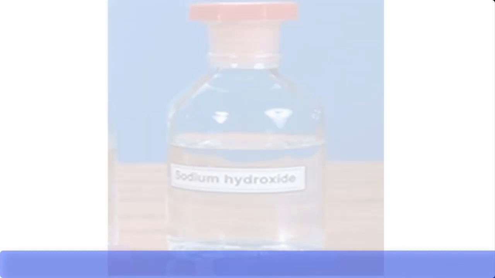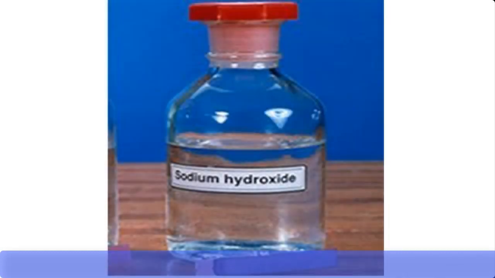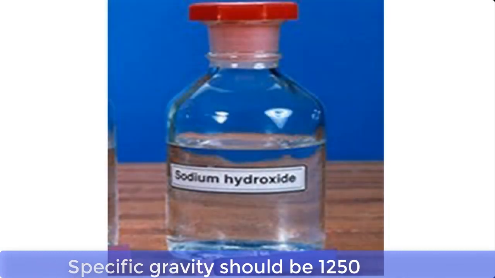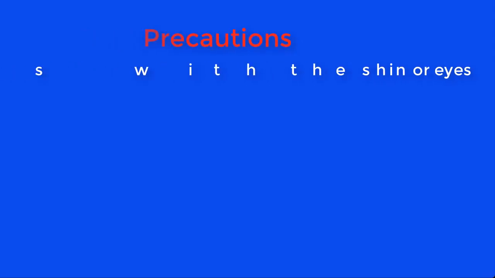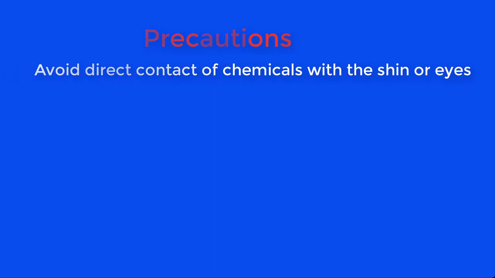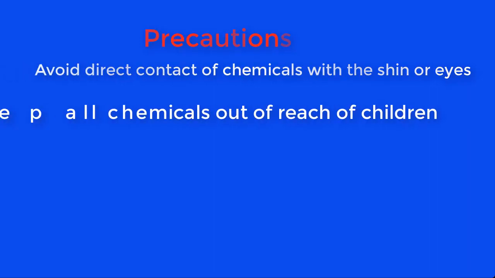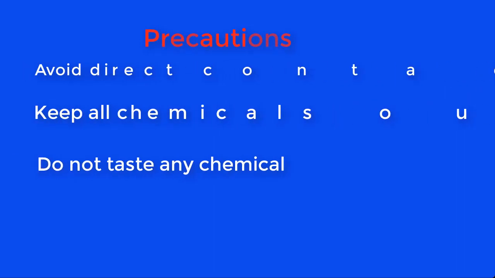Now, when preparing lye solution for making toilet soap, the specific gravity of the lye solution should be adjusted to 1250. But before we go into the production proper, let's go through the safety precautions you will take as you do this production. Avoid direct contact of chemicals with the skin or eyes. Keep all chemicals out of reach of children and do not taste any chemical.